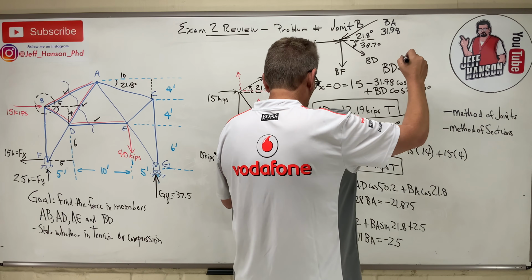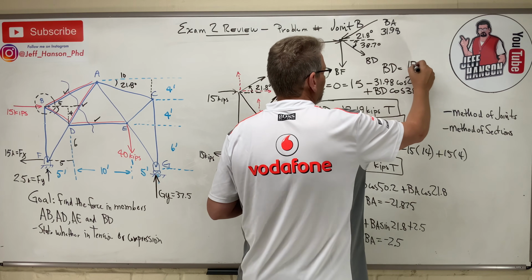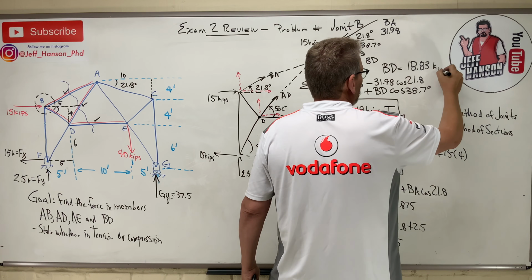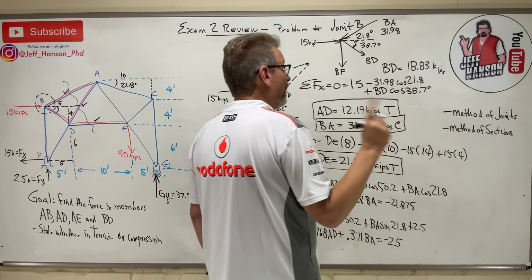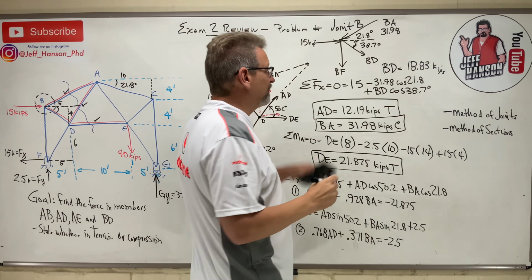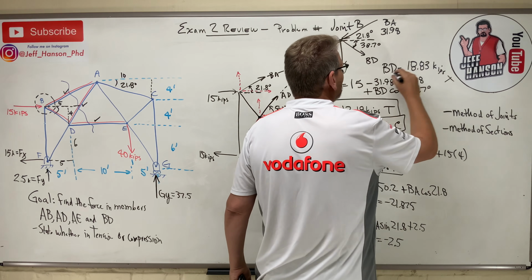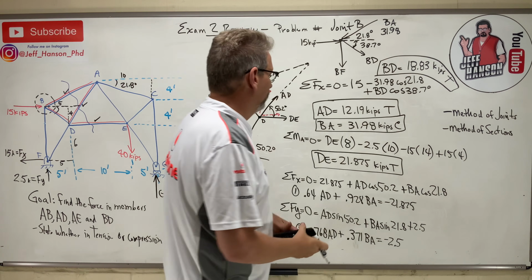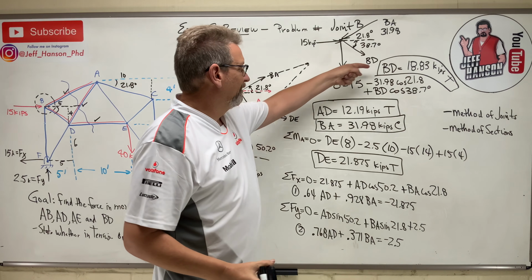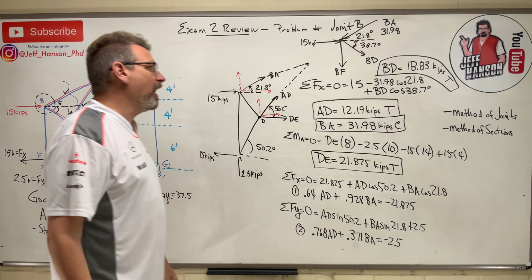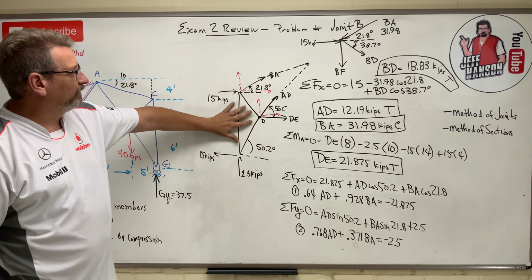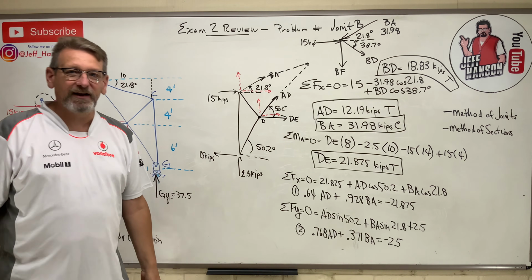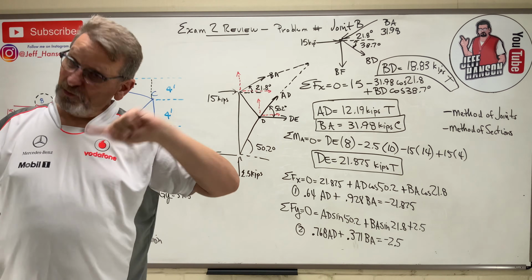BD is 18.83 kips. And I got a positive answer. I drew him in tension, so guess what? Bam, he's in tension. So there is my final answer. 1, 2, 3, 4. The combo method. Method of sections, method of joints. Man, we're kicking it up a notch in here now, right? One more review video and then we're on the rest of the class.